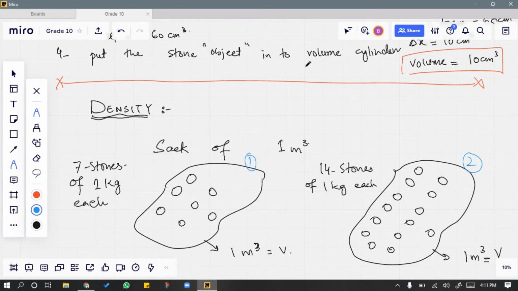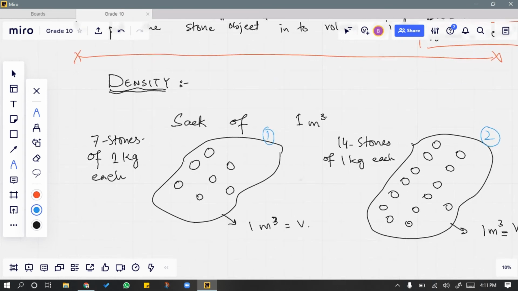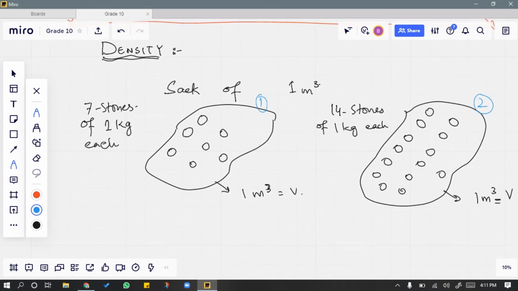So its density, if you want to go with scientific terms, the density would be D equals mass over volume. This D is basically representing density, though its symbol is not D. Its symbol is rho. That is a Greek letter, known as rho, which represents density here. So density is equal to mass over volume.